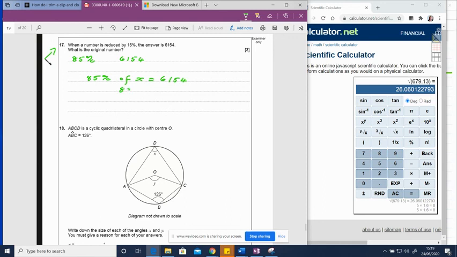So if we work that out to solve the equation to find the value of x. So 85% is 85 over 100 times x is equal to 6154. So manipulating that, x is equal to 6154 multiplied by 100 divided by 85, which equals 7240. So the original number was 7240.